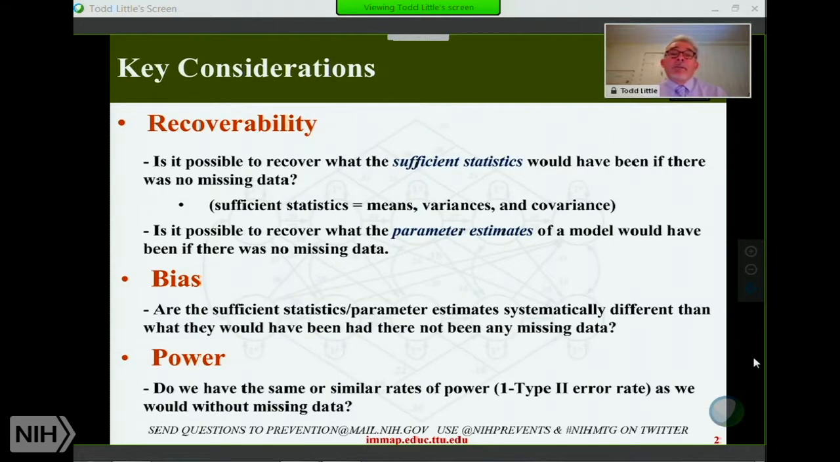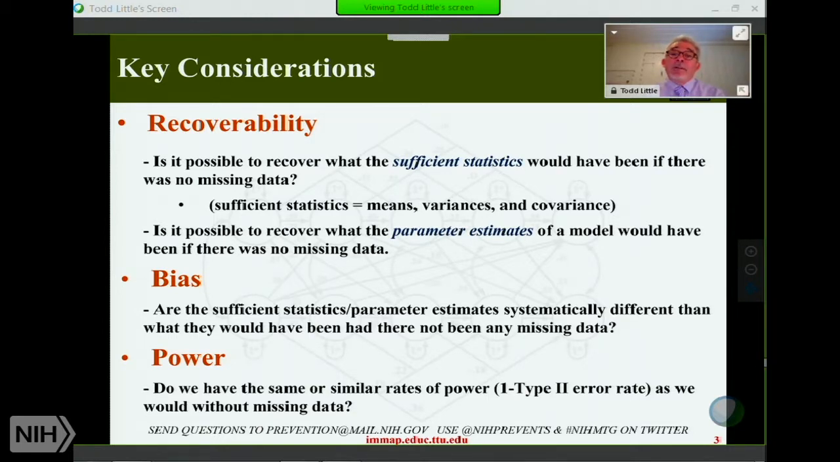So the key issue here when we have missing data, of course, is recoverability. Can we get the sufficient statistics to look like what they should have been had we not had missing data? So we're looking at the means, the variances, and the covariances there. Or from another perspective, can we get the parameter estimates of any statistical model that we're fitting to the data to look like what they should have looked like had we not had missing data? Because when data go missing, they go missing for a reason. And the key consideration here is, can we recover that reason so that the parameter estimates, the statistical model we're fitting, is unbiased?